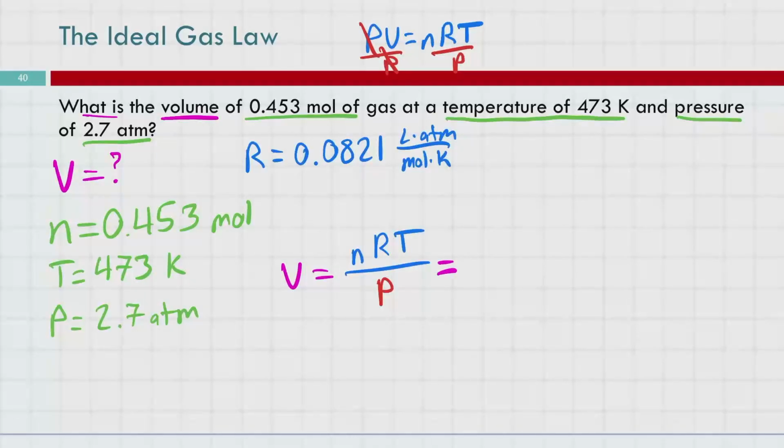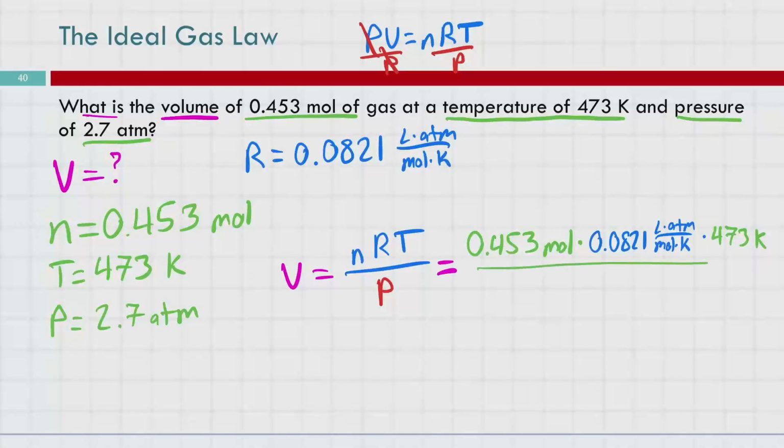So we write in our values, 0.453 moles. We write in our R value, 0.0821 liters atmospheres per mole Kelvin. We write in our temperature value, 473 Kelvin, and we're dividing by pressure, 2.7 atmospheres.